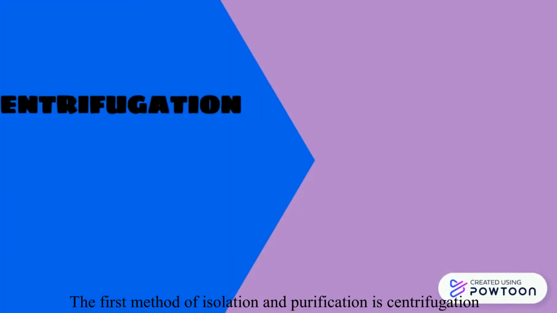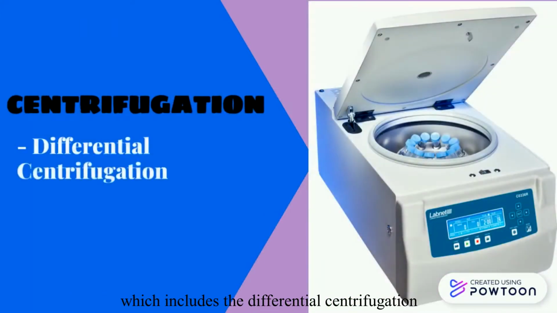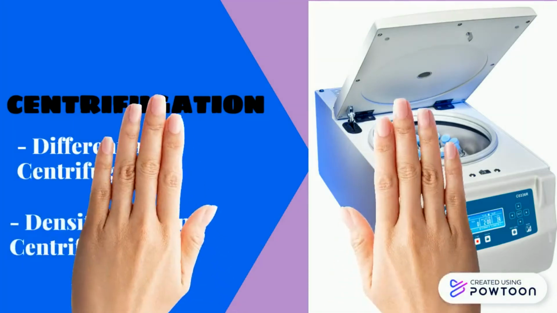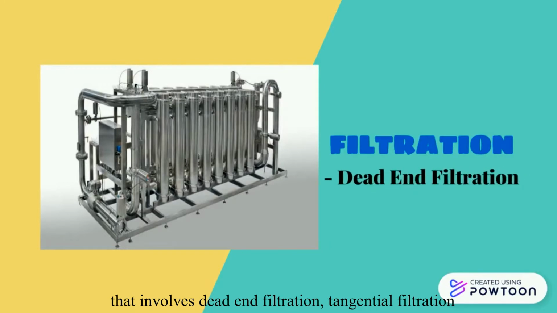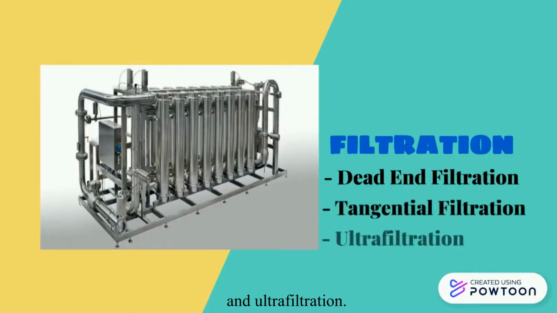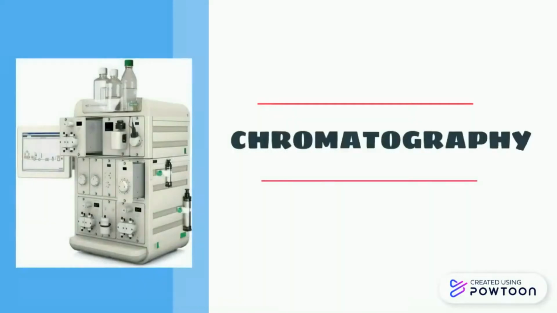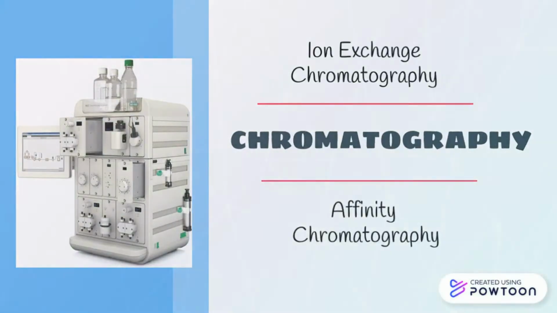The first method of isolation and purification is centrifugation, which includes differential centrifugation and density gradient centrifugation. The next method is filtration that involves gas filtration, tangential filtration, and ultrafiltration. Chromatography can also be used. The most commonly used chromatography are ion exchange chromatography and affinity chromatography.